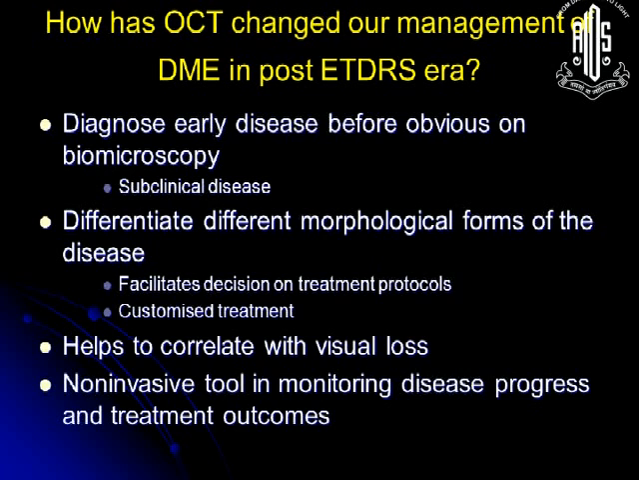OCT also helps us to correlate with visual loss. The central foveal thickness is one of the most important criteria that we need to use. And being a non-invasive tool, it's an excellent tool in monitoring disease progress and treatment outcomes.